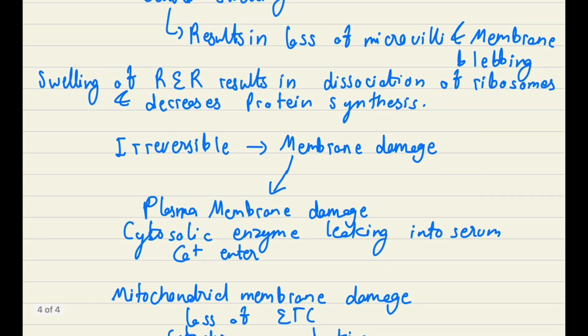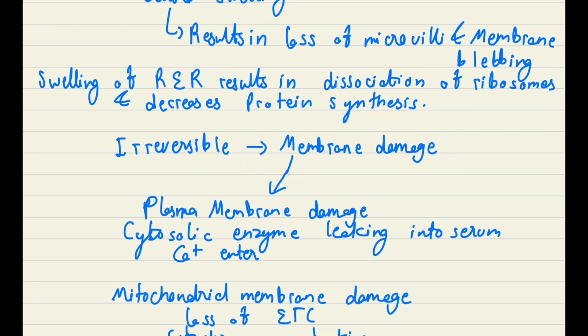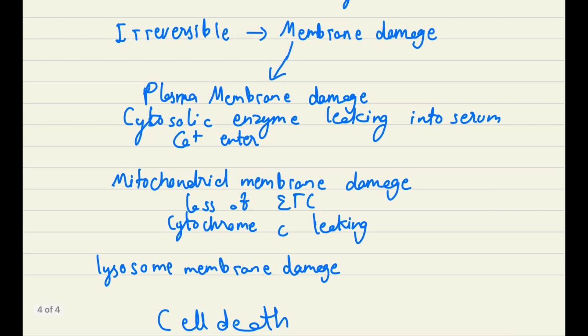And if the cell injury persists and is significant, then irreversible injury takes place. What is the hallmark feature of irreversible injury? It is membrane damage. If we have to tell only one feature, it's membrane damage. Cytoplasmic membrane damage results in cytosolic enzymes leaking into the serum. If we have to give one example, it is cardiac troponin. When is it released? It is a marker released in MI, myocardial infarction, heart attack.